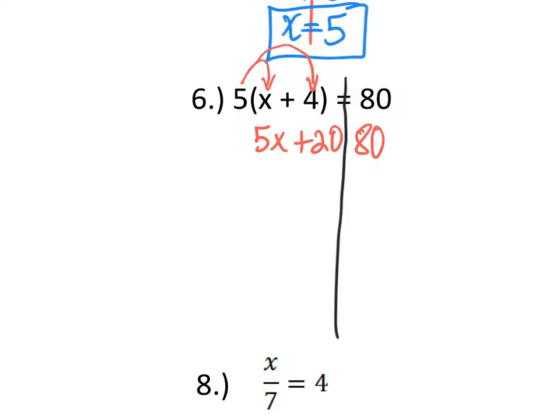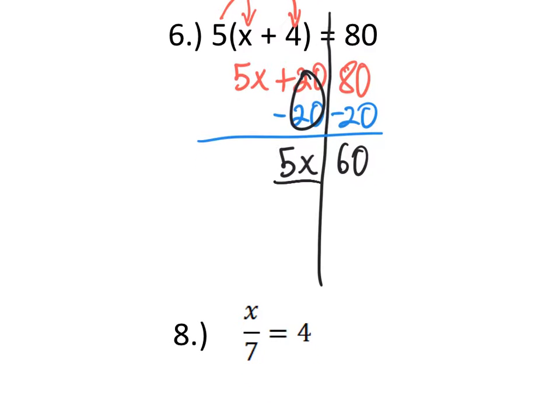Okay? Then what do we do? Subtract 20. The reason I do that is what happens to these 20s right here? What happens to these 20s? They turn to 0, right? 20 minus 20 is 0. And so 5x plus 0 on that left-hand side is 5x. And on the right-hand side, 80 minus 20 is 60.